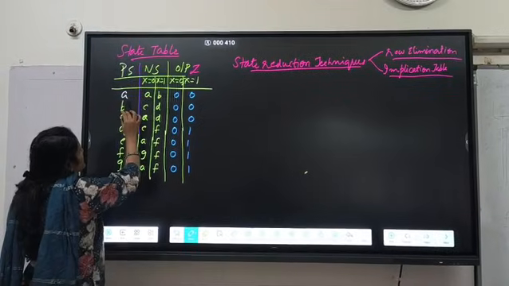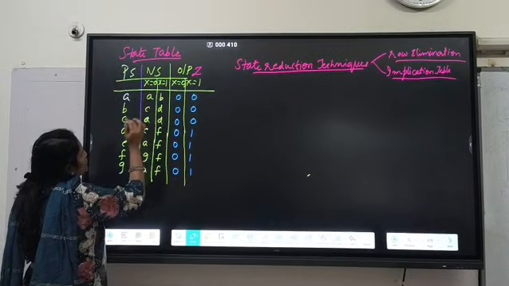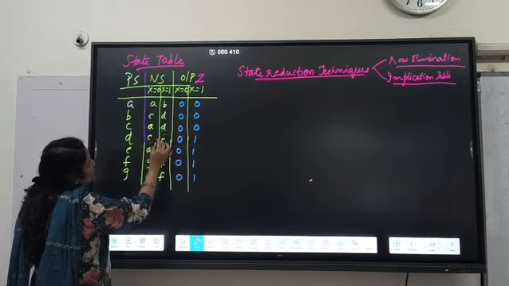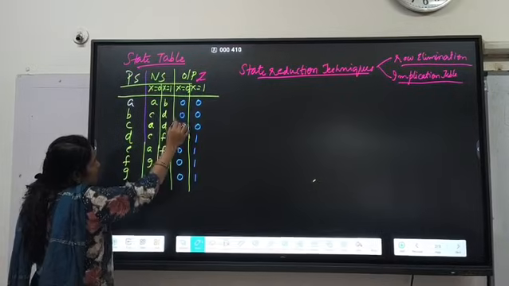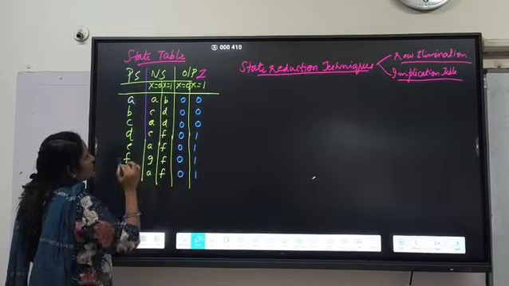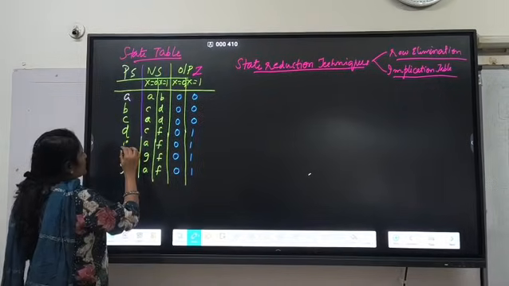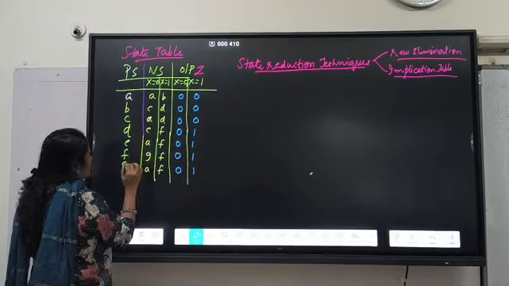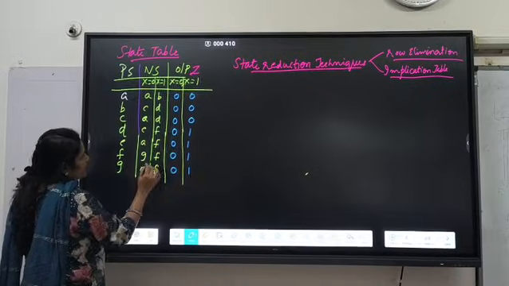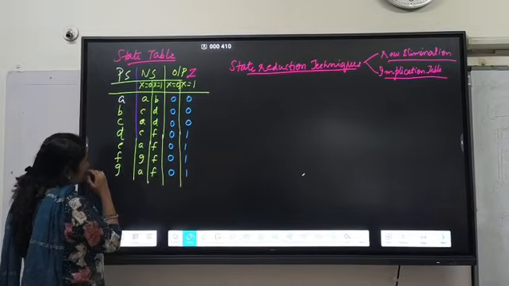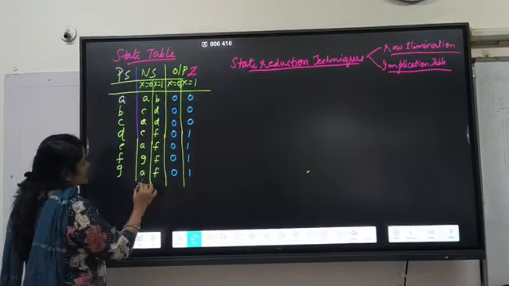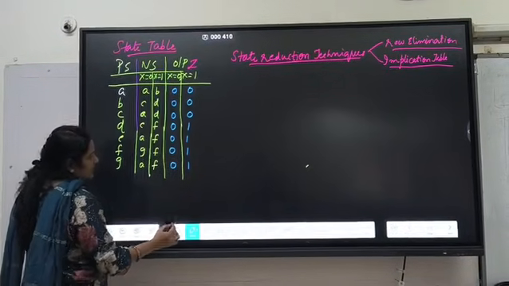Now, if I just see here, from A it is going to AB, from B it is going to CD, from C it is going to AD. Outputs are matching, but it is not going to the same state. Now, from D it is going to EF, output is 0, 1. From E it is going to AF, output is 0, 1. From F it is going to GF, output is 0, 1. From G it is going to AF.